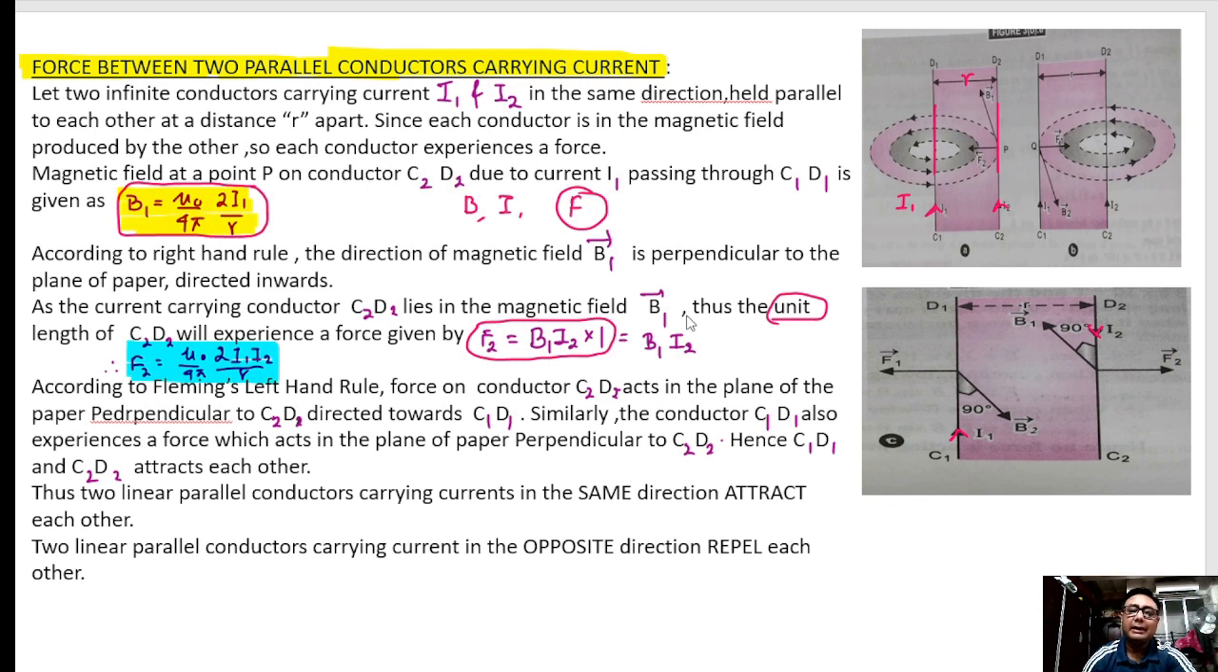And please remember one thing, that if the two wires carry currents in the same direction, there will be an attractive force between the two. The two wires will attract each other. Similarly, if the currents flowing in the two wires are in the opposite direction, the two wires will repel each other. Please note this thing, very, very important. This is the force acting due to the two wires carrying currents I1 and I2 separated by a distance. Now what type is this force? If the currents are in the same direction, they will attract each other. If the currents are in opposite directions, they will repel each other. So this formula is very, very important.